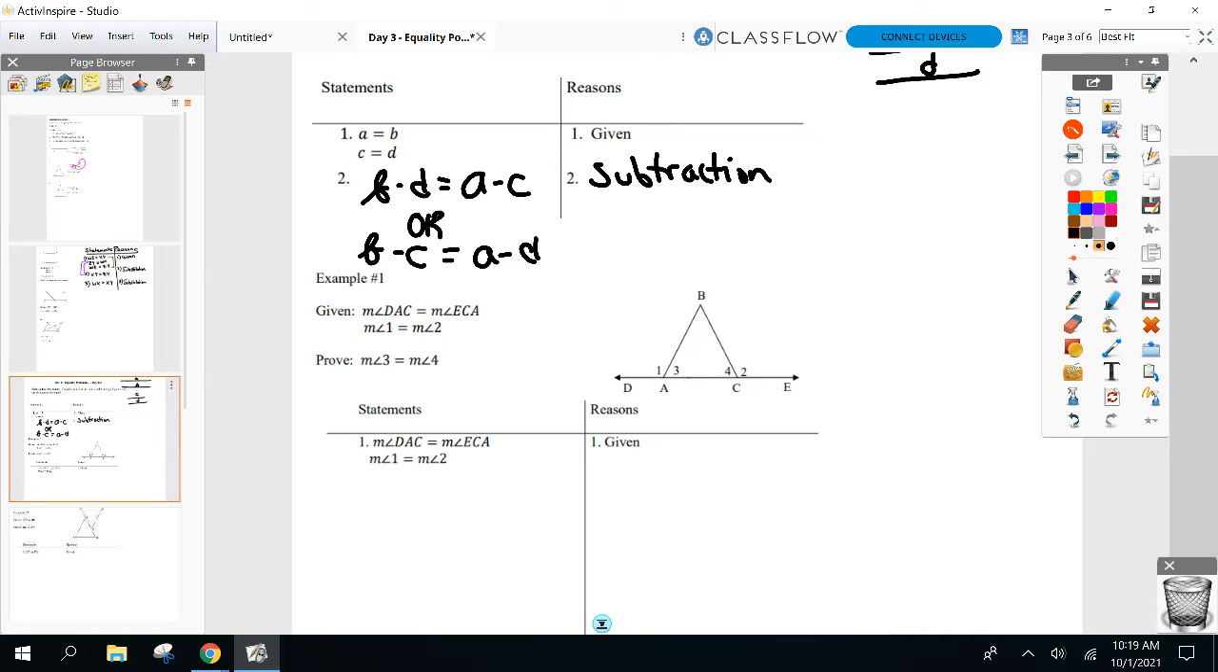What type of angle is that? That's a straight angle, right? It's how many degrees? A buck 80. Perfect. And it's equal to ECA because ECA is also a straight angle, 180 degrees. So I got DAC and ECA equal because they're both 180. Angle 1 and angle 2 are equal. Mark it on your diagram with the arc marks.